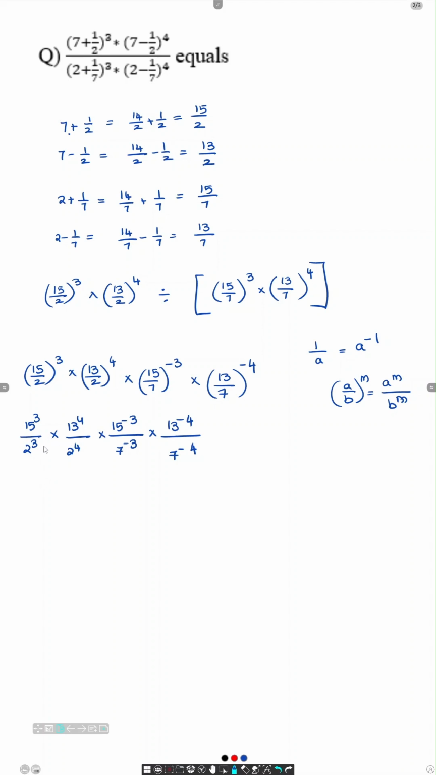Now, in the numerator, we can write it as 15 cube into 15 power minus 3 into 13 power 4 into 13 power minus 4, whole divided by 2 cube into 2 power 4 into 7 power minus 3 into 7 power minus 4. We can see that a power m into a power n can be written as a power m plus n. Since both are m plus n, it will be 0 in this case.